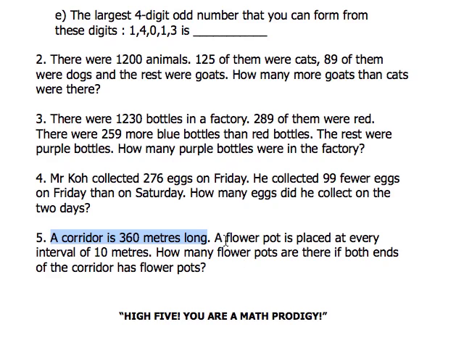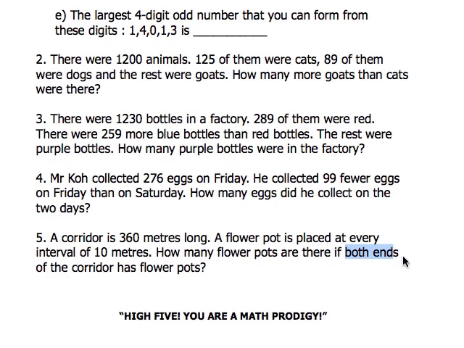Now a flower pot is placed at every interval of 10 meters. What's an interval? That means space. Every 10 meters, there is a space of 10 meters, then you see one flower pot. Then you'll see 10 meters of space, then another flower pot. So the question is, how many flower pots are there if both ends of the corridor have flower pots?